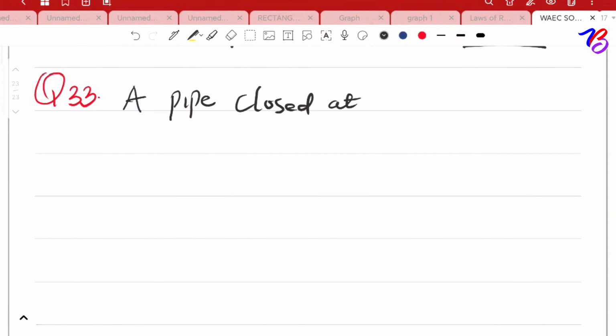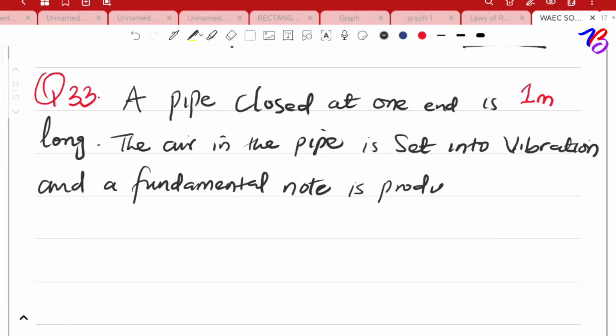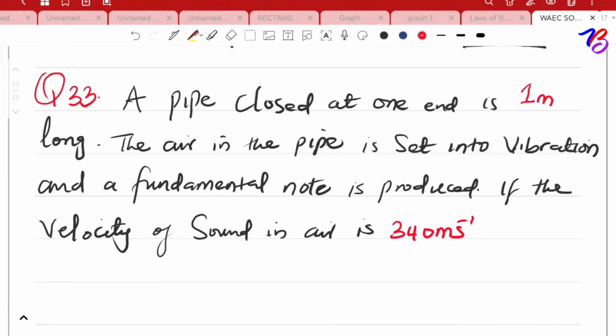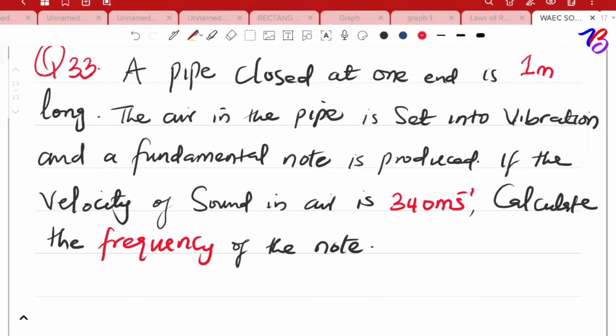Next question. A pipe closed at one end is 1 meter long. The air in the pipe is set into vibration and a fundamental note is produced. If the velocity of sound in air is given to be 340 meters per second, calculate the frequency of the note. So solution. The given data, the Triune components of this question.